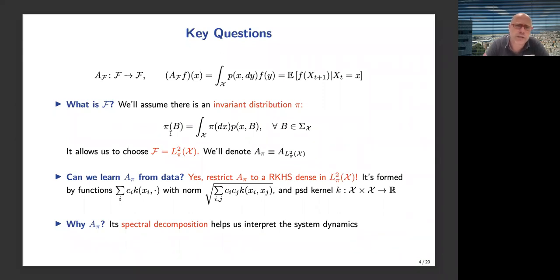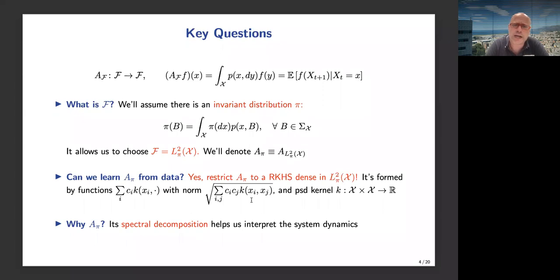And secondly, we will be interested in learning this operator. The question is, can we learn this operator from data? So from a trajectory of the dynamical system, of the Markov chain? And the answer we will see is yes. What we will do is restrict this operator to a suitable reproducing kernel Hilbert space, which you probably know is a Hilbert space associated to a kernel function, which is positive semi-definite, and it measures the norm of functions in the space, linear combinations of the kernel, by the quadratic form associated to the kernel matrix and to the functional coefficients.